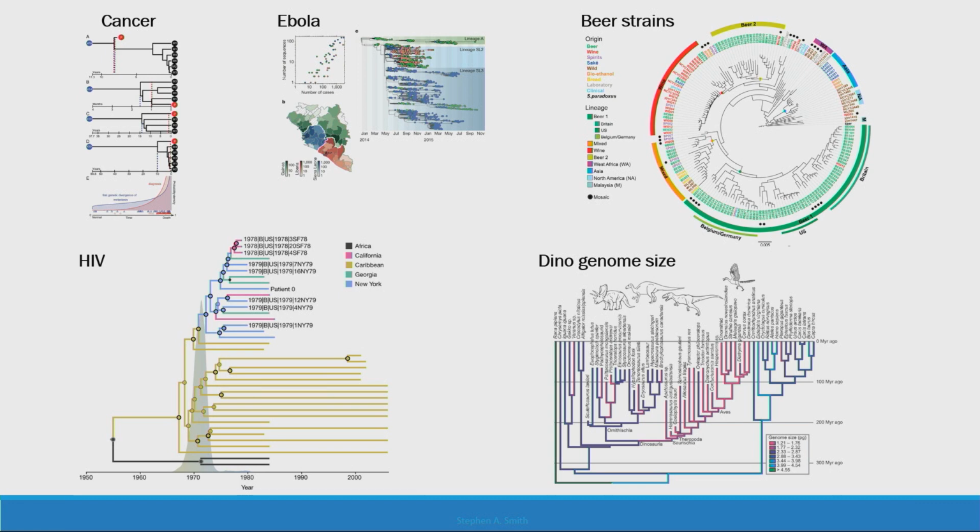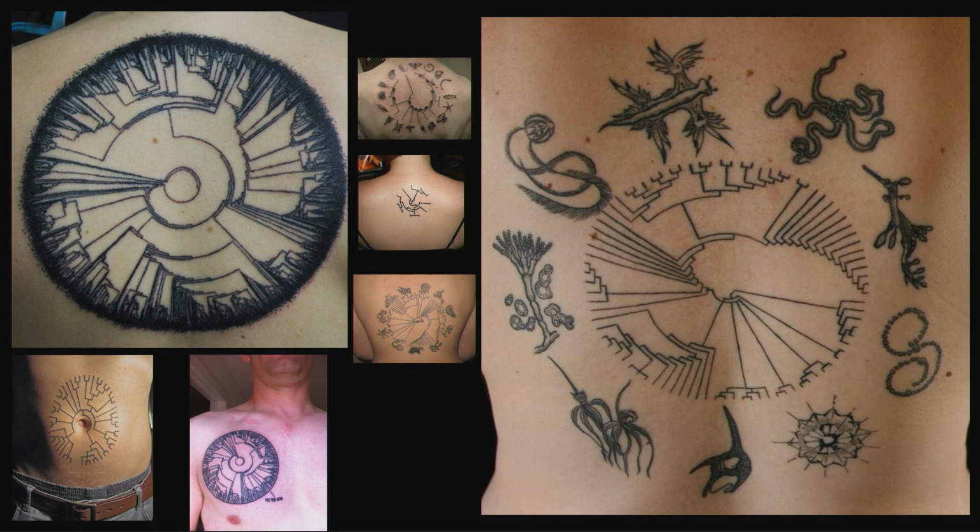The Ebola outbreaks generally are always published with a phylogeny of the outbreak. HIV is studied this way. Importantly, for a conference like this, I assume beer strains are studied by this method. And we can also look back in time at things like dinosaur genome size to actually better understand these with phylogenetics. Also, whether it's advisable or not, people do get them as tattoos. We change these results pretty frequently, so it's best to have a very good relationship with your tattoo artist if you're going to do this.